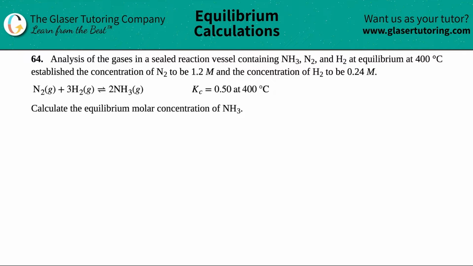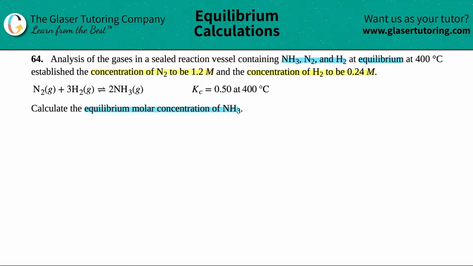Number 64. Analysis of the gases in a sealed reaction vessel containing NH3, N2, and H2 at equilibrium at 400 degrees Celsius established the concentration of N2 to be 1.2 molarity and the concentration of H2 to be 0.24 molarity. And then they give us this balanced equation. So we have N2 gas plus 3 H2 gas, which comes to equilibrium with 2 NH3 gas, and they give us a Kc. But the question is asking to calculate the equilibrium molar concentration of NH3.